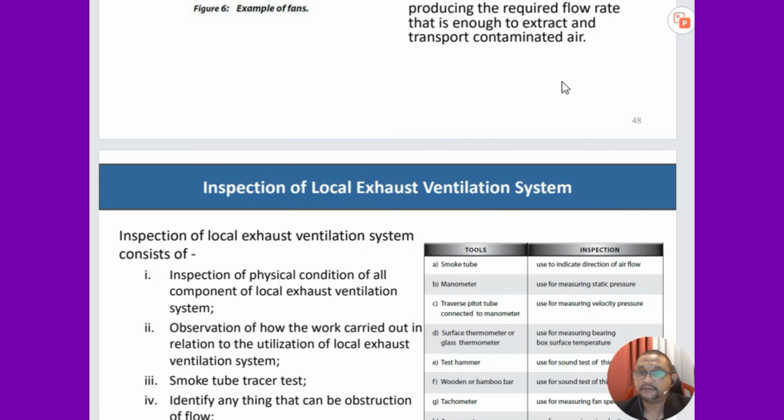Okay, these are all the inspections that can be done. Okay, inspection of local exhaust ventilation system. Okay, this is about indoor air quality and ventilation system.